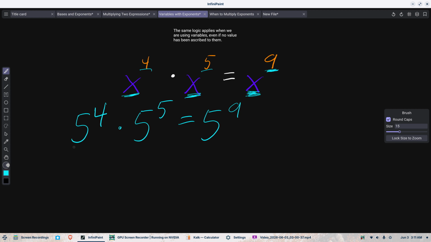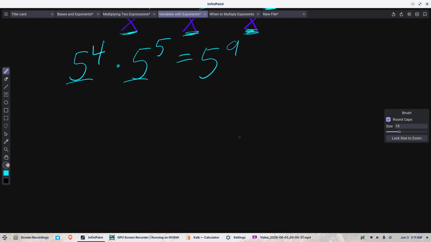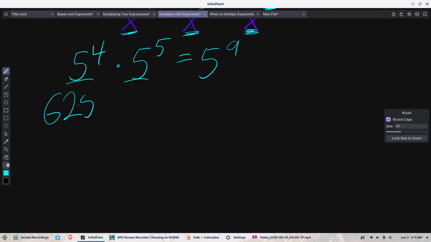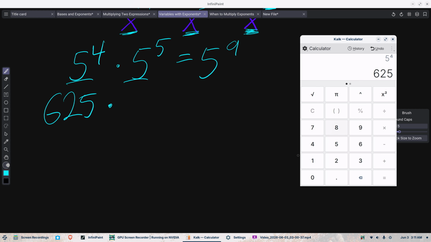So let's start by simplifying these two expressions here. So we do 5 to the 4th power. That is going to give us 625. And we're going to multiply that by 5 to the 5th power. So we'll do that. This gives us 3,125.